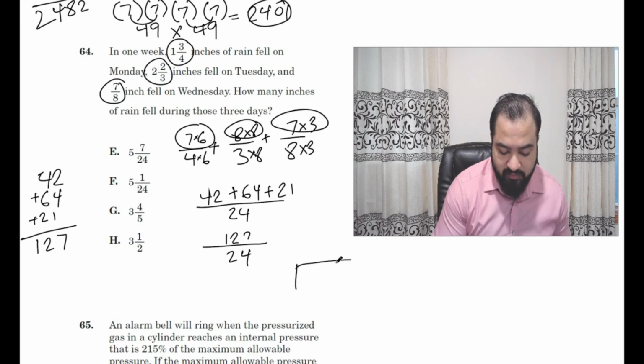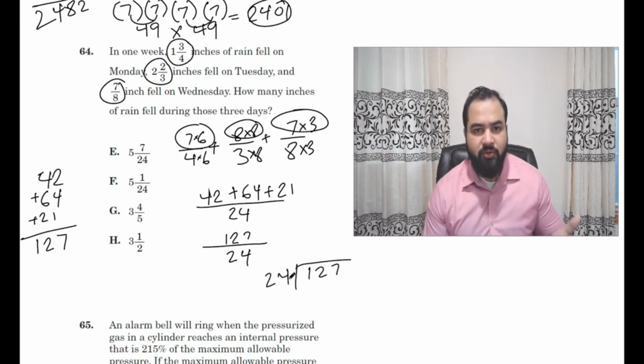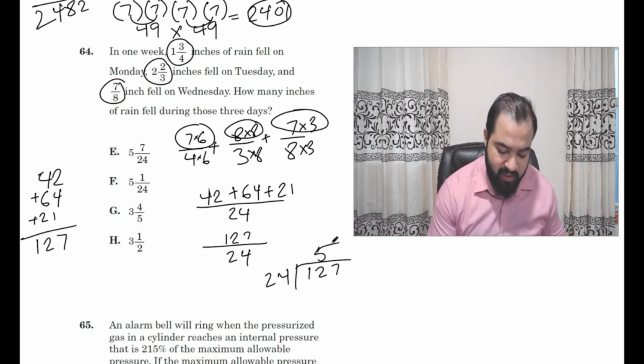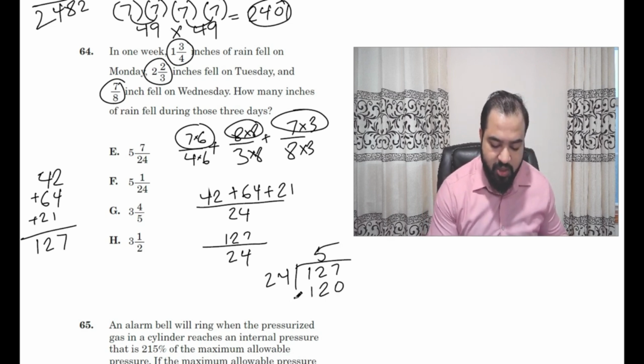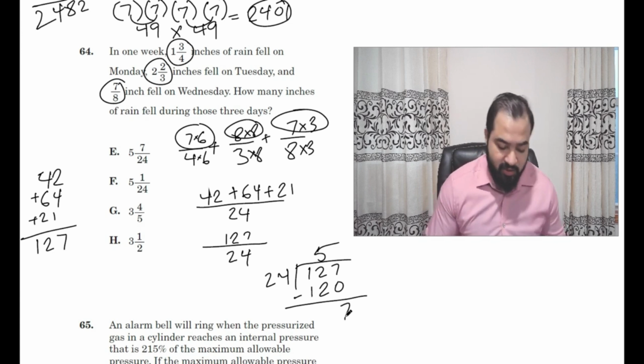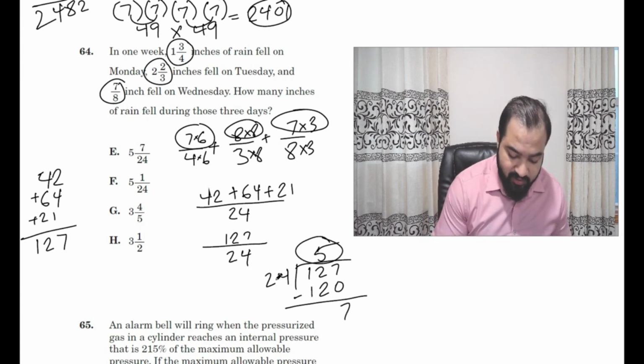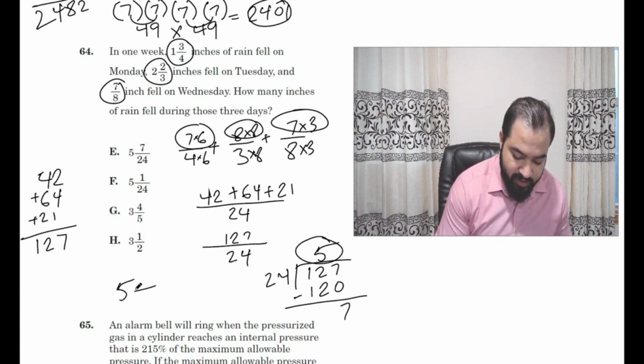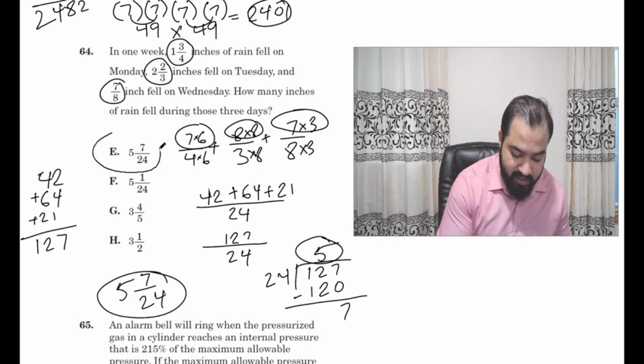Now we can just divide 127 by 24. 24 goes into 127 5 times, so that will be 120. If we subtract, we get 7. So the answer will be 5 and 7 over 24. We can make it a mixed fraction, 5 and 7 over 24. And that's E. That's the answer.